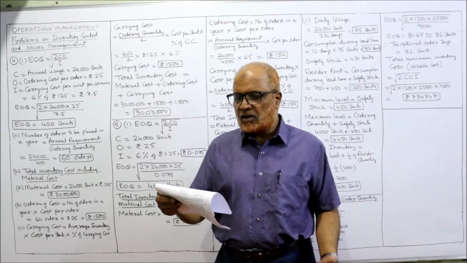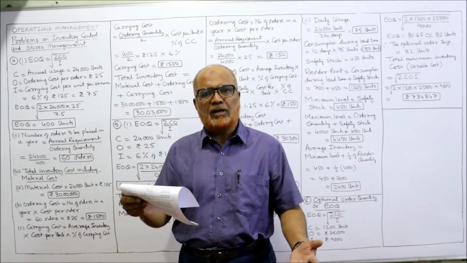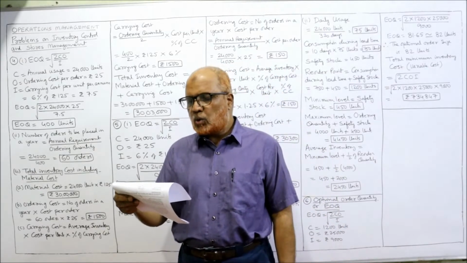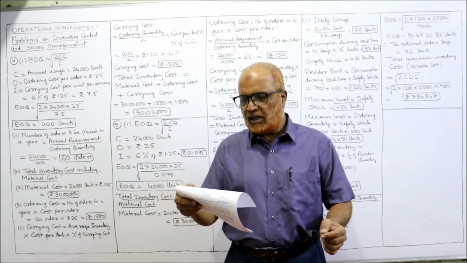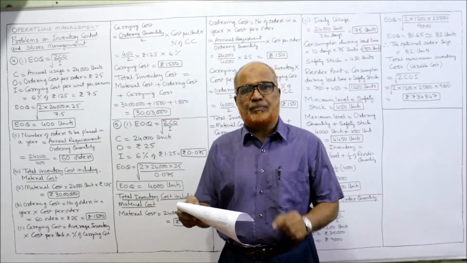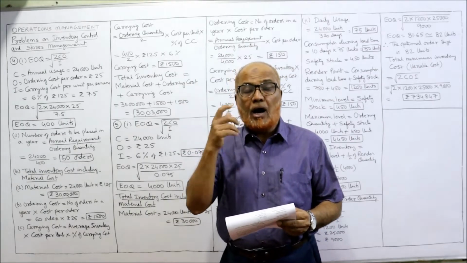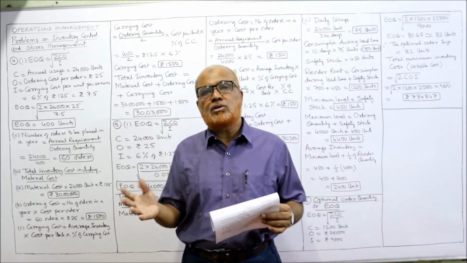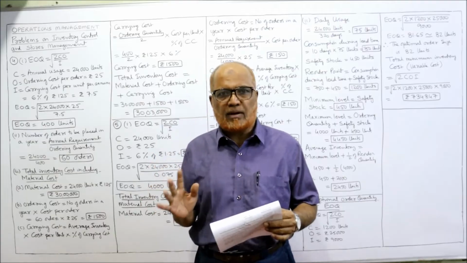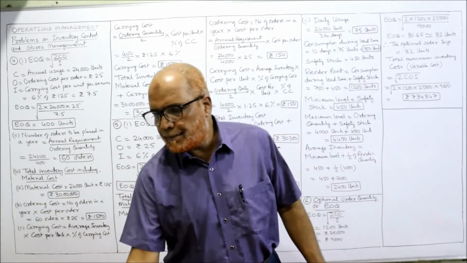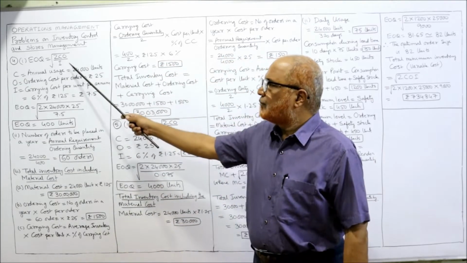How many orders are to be placed in a year? Already we have done that. And what is the total inventory cost for the year, including the cost of material? This is the new point. First time we are going to learn how to calculate the total inventory cost, including material cost. Right? So first of all, apply the formula for EOQ.